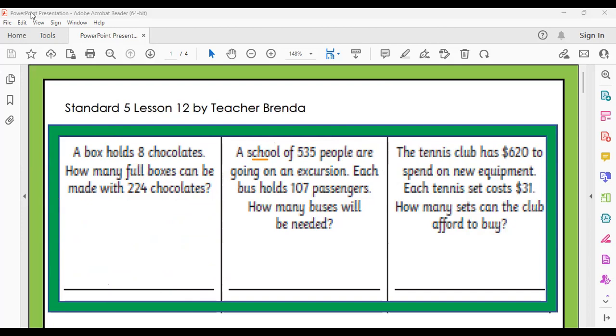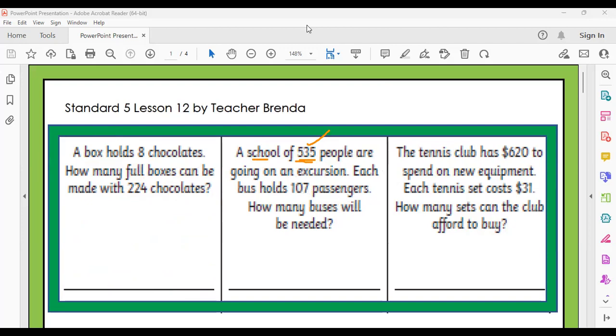A school of 500 people are going to an excursion. Each bus holds 107 passengers. How many buses will be needed? Okay, so now it's 535 people, okay? Going on an excursion. Each bus holds 107 passengers.